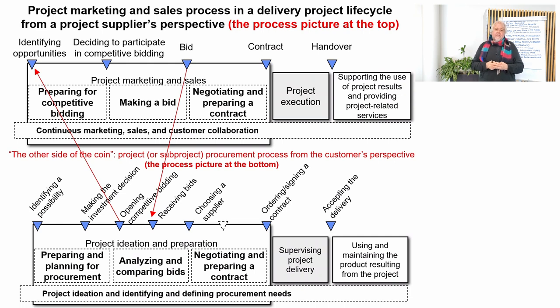Now in this picture, we have both the project seller's process at the top of this picture and the project buyer's perspective or process at the bottom of this picture. And these are not made very well in any time axis, and that's why I have tried to connect these two pictures with these red arrows that go across the bottom and top pictures.